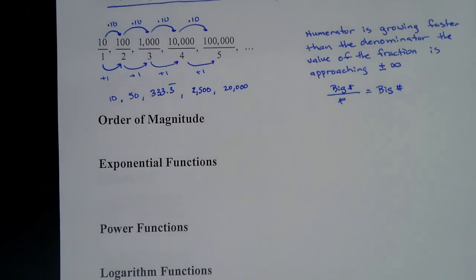All right. So what we're going to do next is called order of magnitude. We're going to look and see what functions cause the numerator or the denominator to grow faster than the other one. Okay. And that's what we're going to do next.